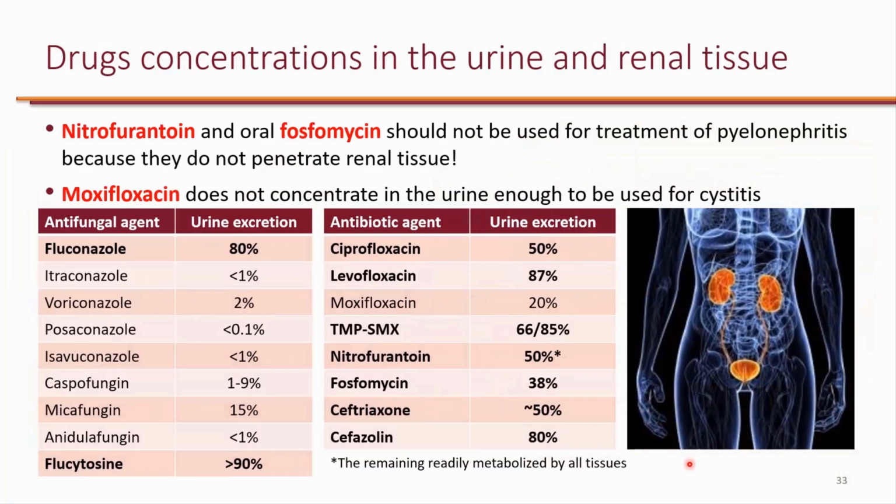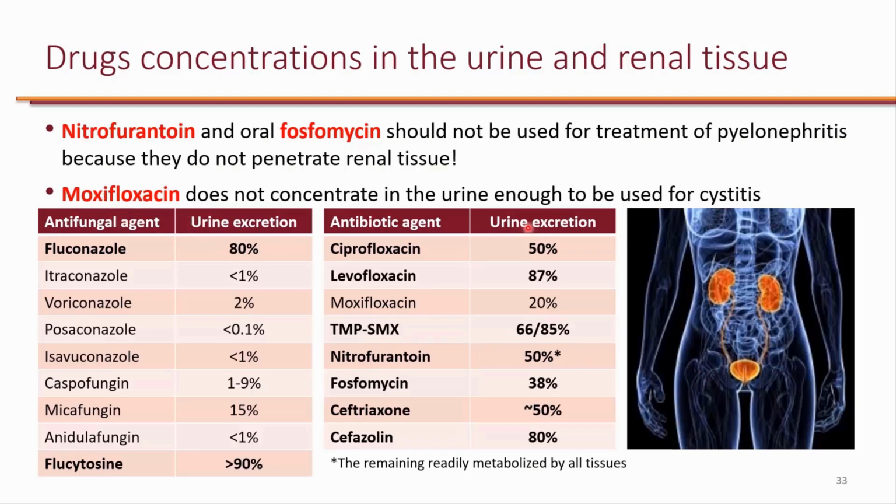Another thing to keep in mind when selecting agents for treating urinary tract infection is penetration to the site of infection. Nitrofurantoin and oral phosphomycin are excellent for cystitis. However, neither of them stay in the renal tissue, so they go completely into the bladder. Therefore, nitrofurantoin and phosphomycin, specifically oral phosphomycin, should not be used for pyelonephritis. Moxifloxacin also does not go into the bladder, so moxifloxacin should not be used for cystitis.